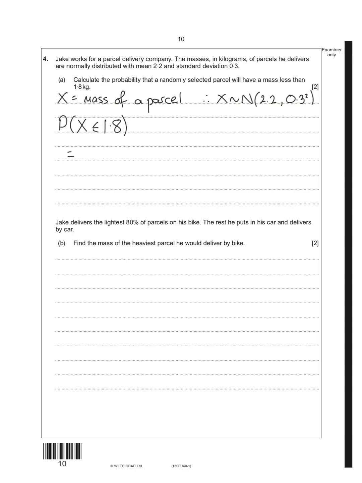Your calculator is going to do all the heavy lifting for you here. So you're going to go to normal CD. You're going to put your lower as -1 times 10 to the 99. You're going to put your upper as 1.8. Your sigma is 0.3 and your mu is 2.2. Type all that into your calculator and you should get 0.0912 to 4 decimal places.